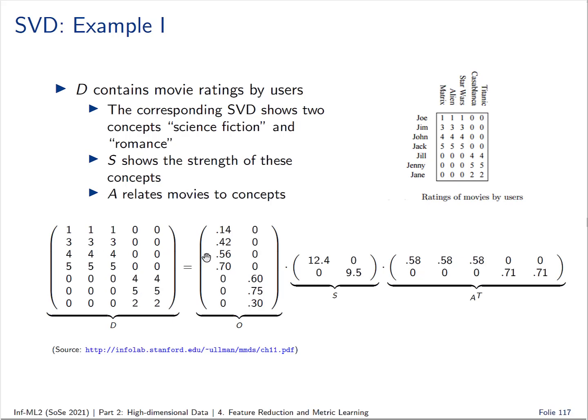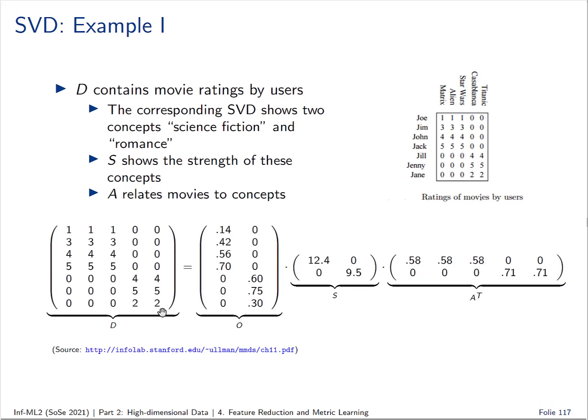What is next? John also supports the first concept, even higher than Jim does, and Jack also. All of those 4 guys don't support the second concept. With Jill, Jenny, and Jane, it's the other way around. They support only the second concept, not the first concept.